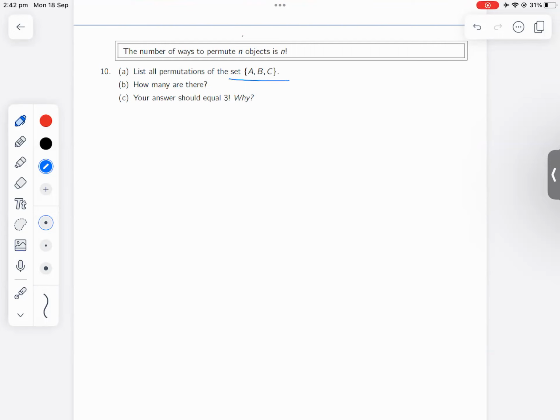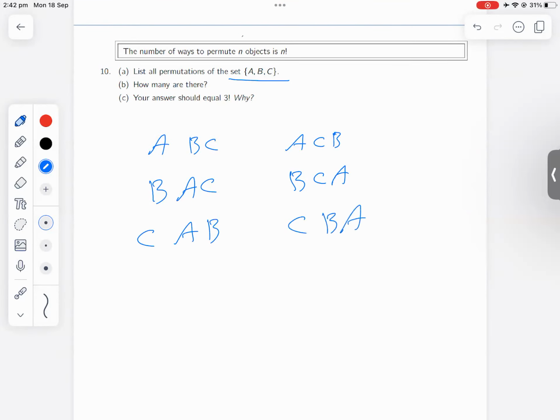So permutation of this one, and definitely it will be, just patiently, A, B, C, A, C, B. And I can B, A, C, B, C, A, and C, A, B, C, B, A. And we see that we have 6 of them. And if you want to use the permutation of n objects here, so I have this one.